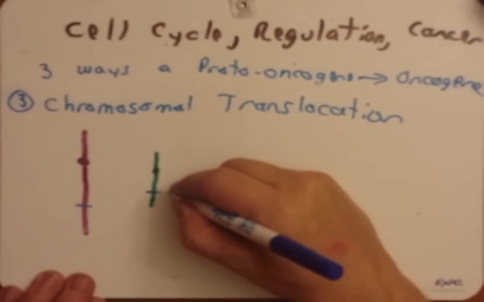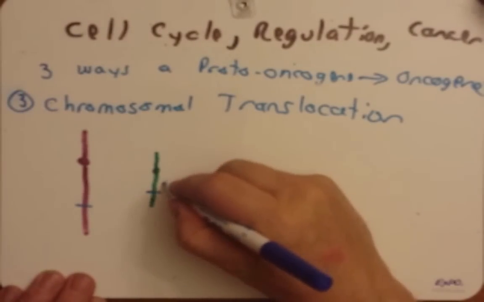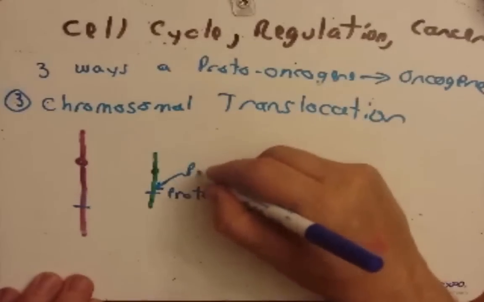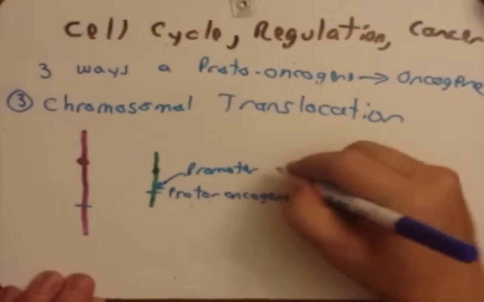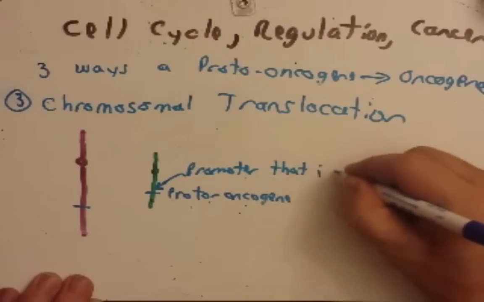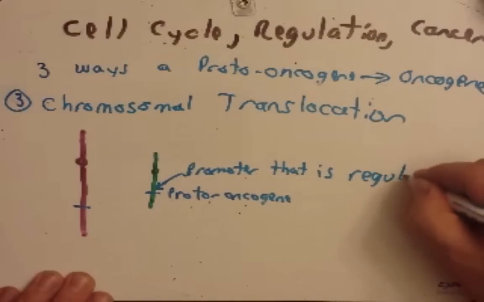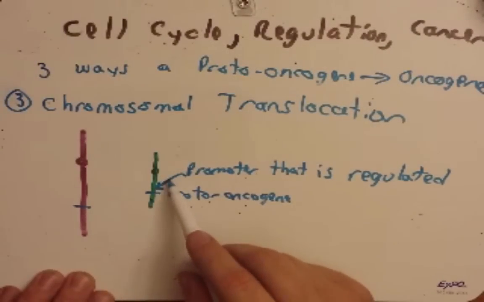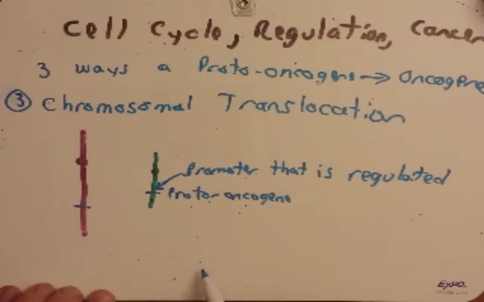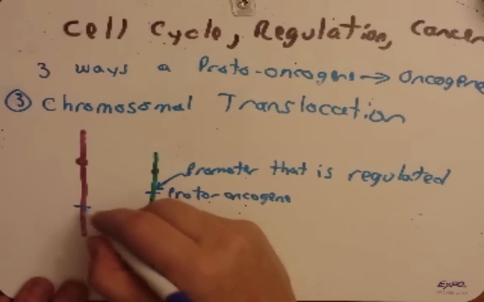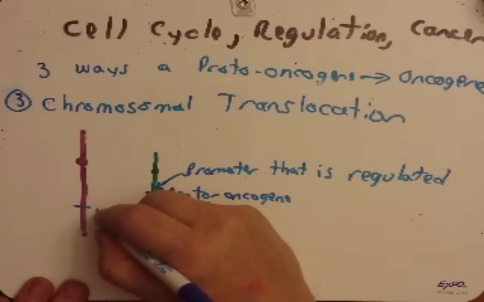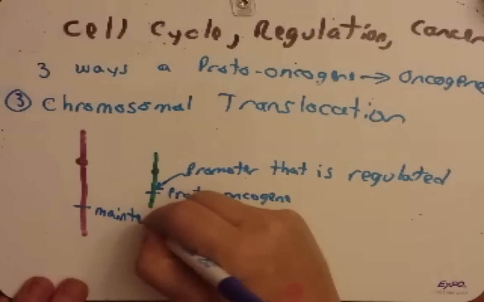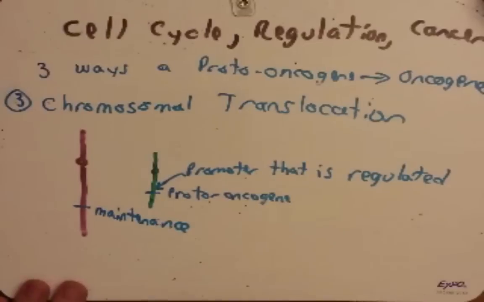Let's say this gene is a proto-oncogene on the green chromosome. It's going to have a promoter that is regulated. Meaning you don't always want to turn this promoter on. You only want to turn it on at the time when you want the cell cycle to grow. Let's say this other gene here, well, for now let's just call it a maintenance gene. And what I mean by that is that this gene is always turned on. Maybe not at a super high level, but it's always turned on because it's performing a function all the time. And so it's always on.